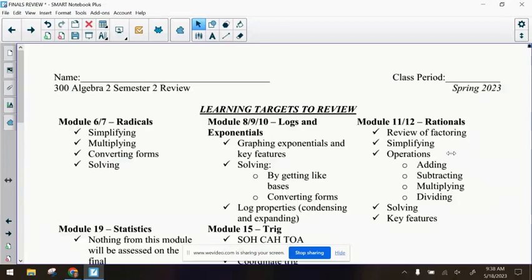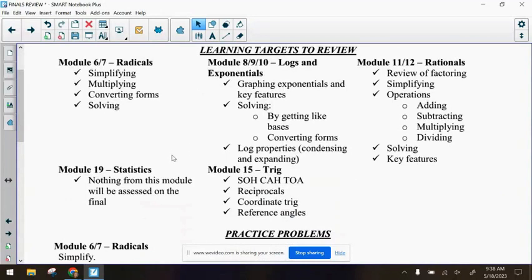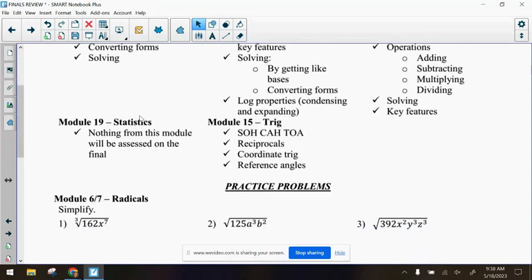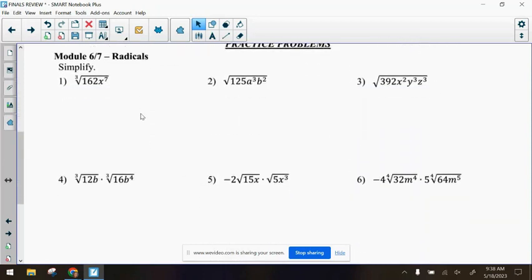So in this video, we're going to take a look at problems 1 through 15, which is in the module 6-7 section over radicals. So the way that this is going to work is I'm going to show you how to do one of the problem types. Then you can pause the video, try the problems, and then resume to check your work.